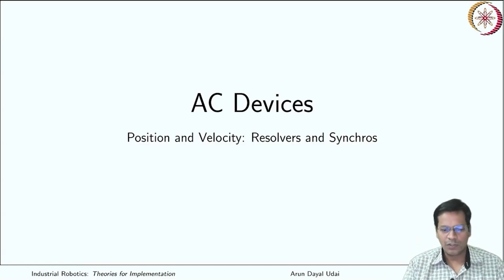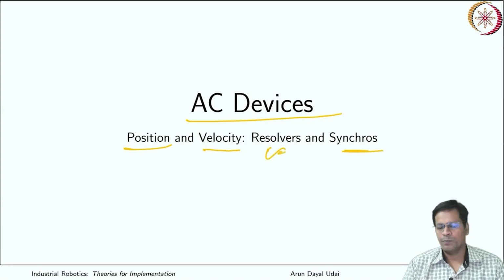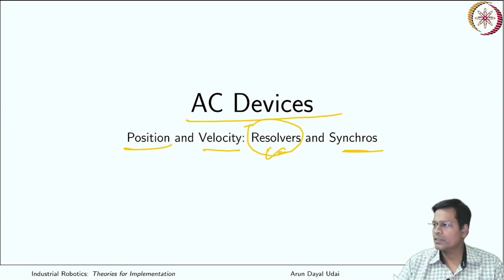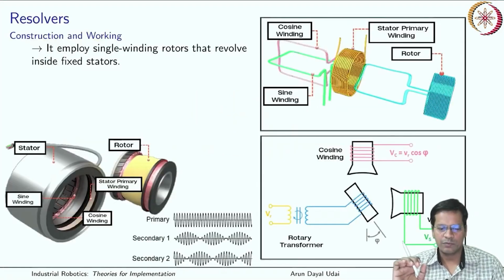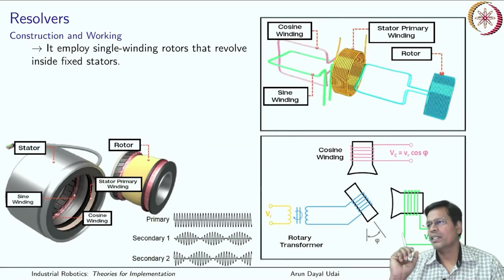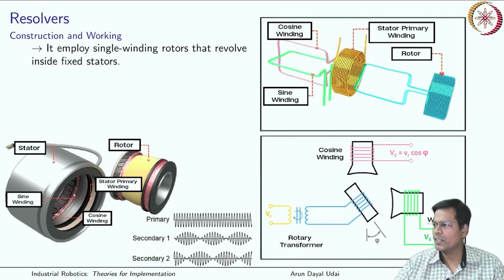Now talking about AC devices, they can be used for position measurement or they can directly give you velocity. Two major ones of them are the resolver and the synchro. The resolver is very common in industrial motors. I'll tell you why, but let us first understand how it works. Internally, resolvers are connected like this. It employs a single winding rotor that revolves inside a fixed stator. Just look at this figure carefully.